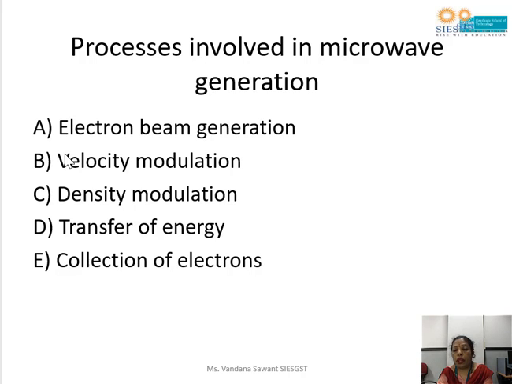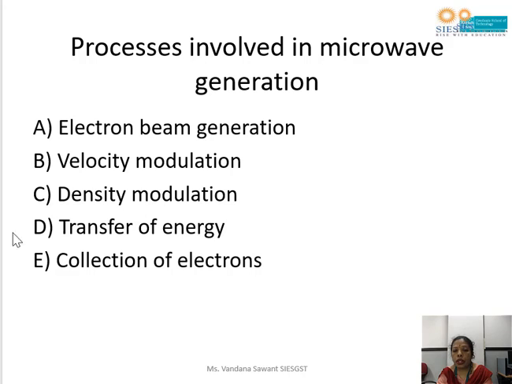In some types of microwave tubes, all these 5 processes are carried out separately, one after another, and in some tubes they are carried out simultaneously. Tubes which carry them out one after another are, for example, Klystron tubes and TWT. In some tubes like the magnetron, all 5 processes are carried out simultaneously. So this gives some differentiation of tubes.